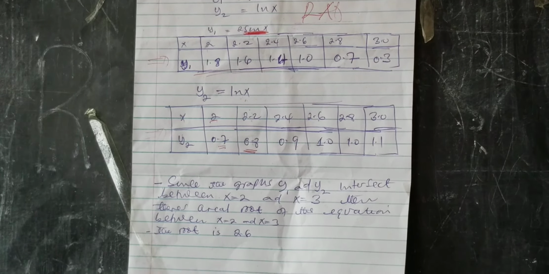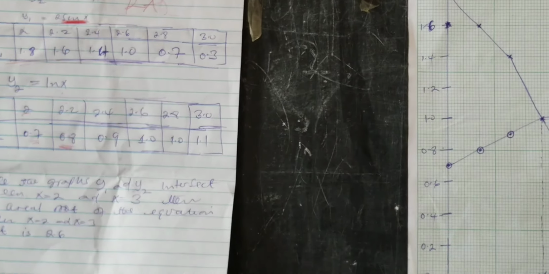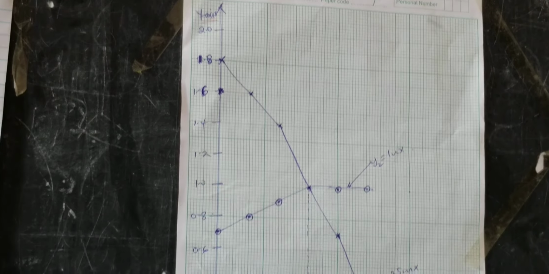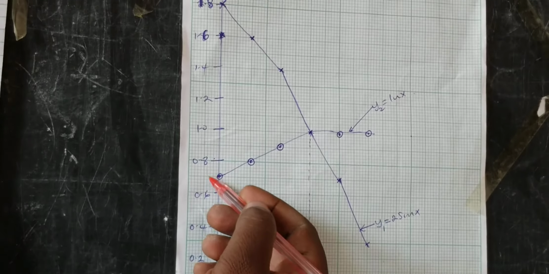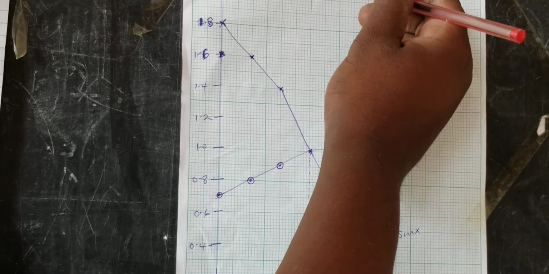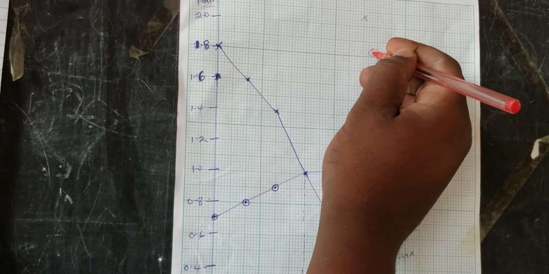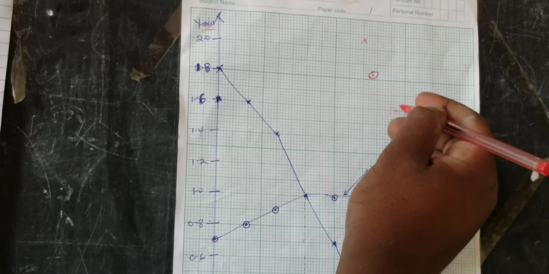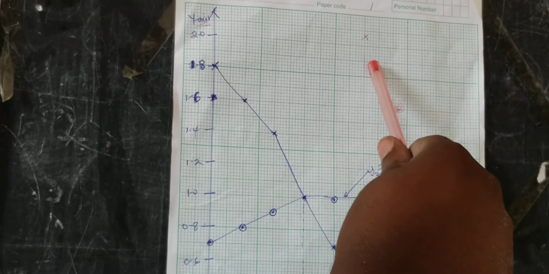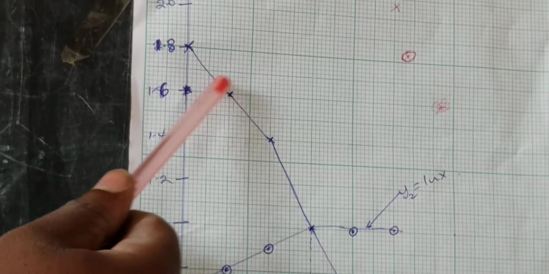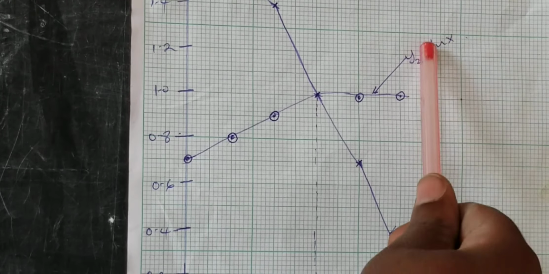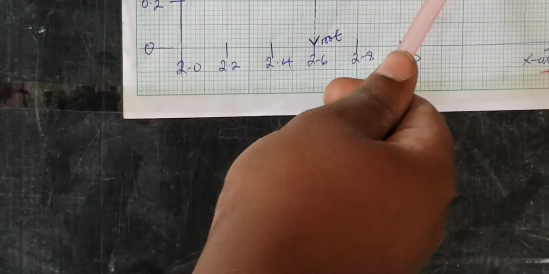After that you go to your graph, remember we are plotting 2 graphs. You first plot one graph. Don't forget to label the x and y axis. The x and y axis must be labeled. This is the graph for y1. Then you also plot the graph of y2. It doesn't matter whether you use the x or the small dot and circle, all of them work. But when you use the x, don't use the small circle. So don't forget to label. This is y2 is equal to ln x, this is y1 is equal to 2 sine x.